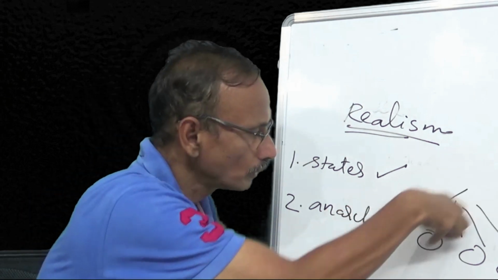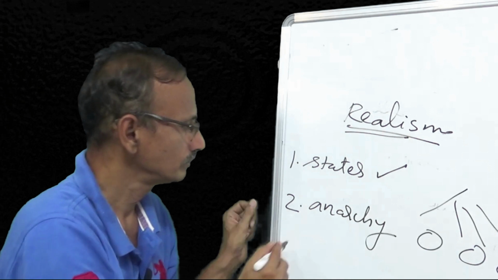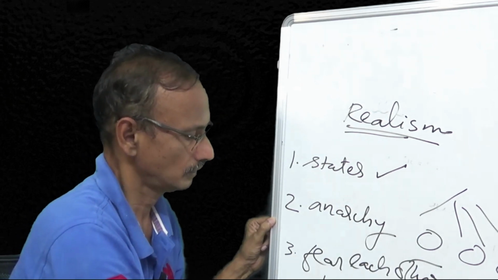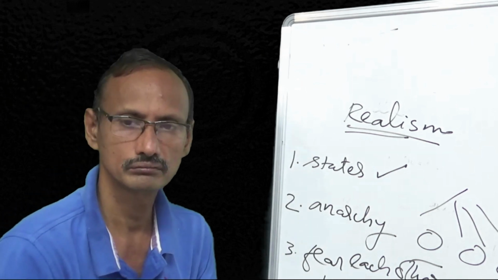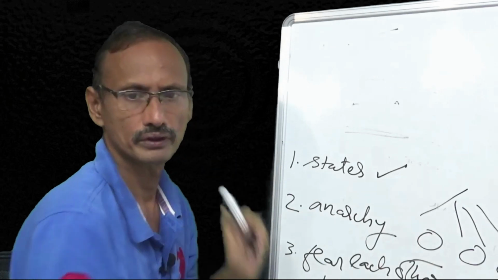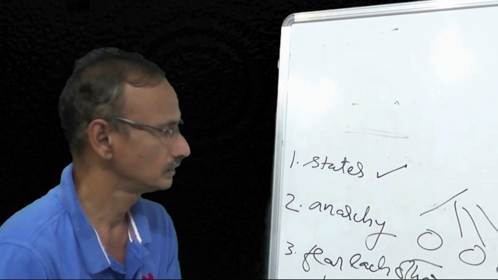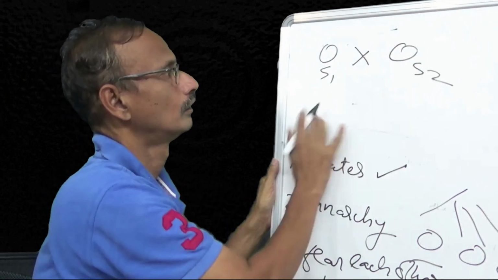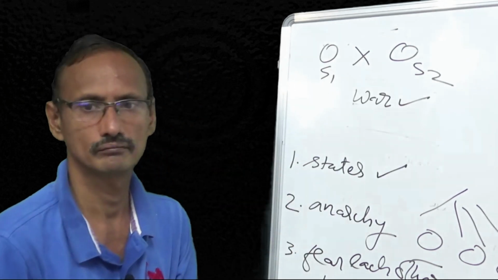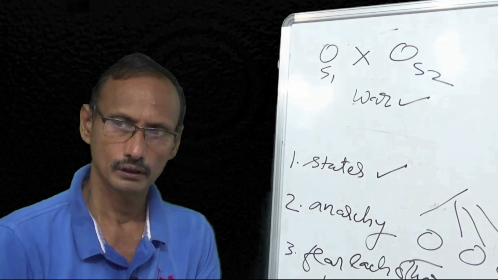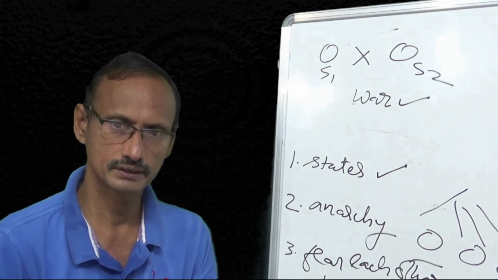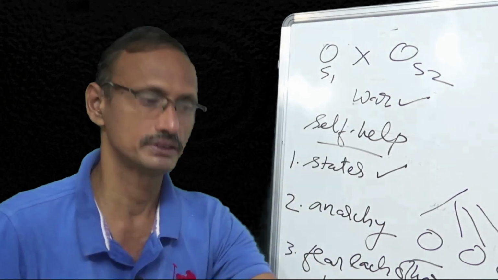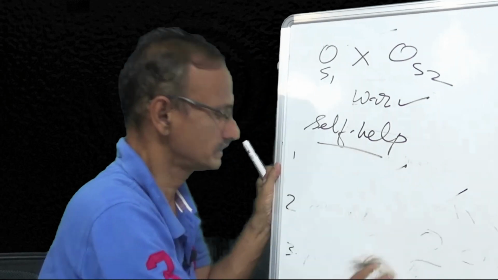And because there is nobody to control, regulate, states fear each other. They distrust. And because they distrust, wars are likely. Because if they don't take care of themselves, taking care of themselves, which is called self-help, then their survival may be at stake.